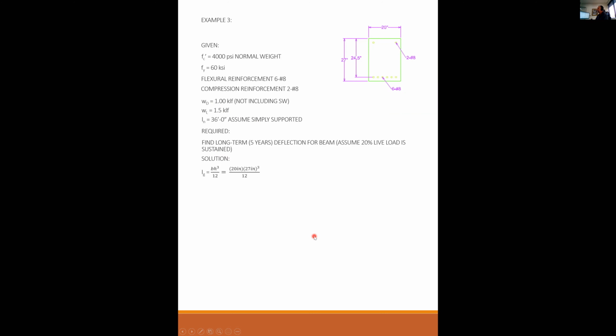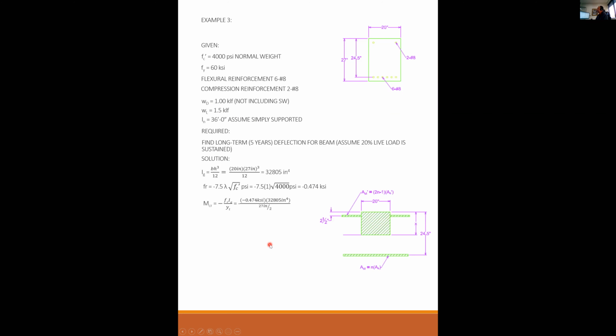Solution. All right, so we got to find the gross moment of inertia. Got to find the modulus of rupture. These are all repeats from example 1. We got to find the cracked moment of inertia. So I'm going through this right there. 96 kip-feet is the cracking moment. The modulus is 3605, as we did before. Modulus of steel. Modular ratio is repeated. The transformed area of steel is repeated.